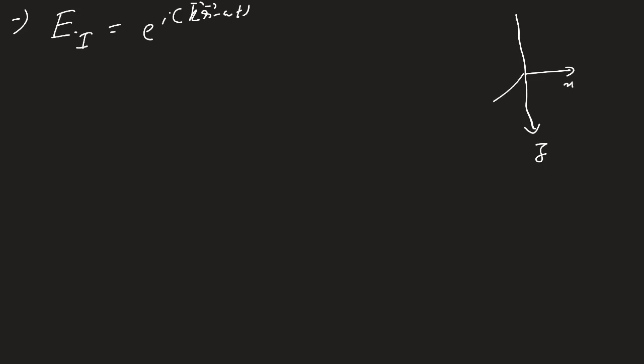like E naught i equals e to the i of (k_i dot r minus omega t), then let me just explicitly lay down my axes. So let's say that the vertical axis going downwards is my z-axis, this is my x-axis, and this pointing out of the plane of the page is the y-axis.